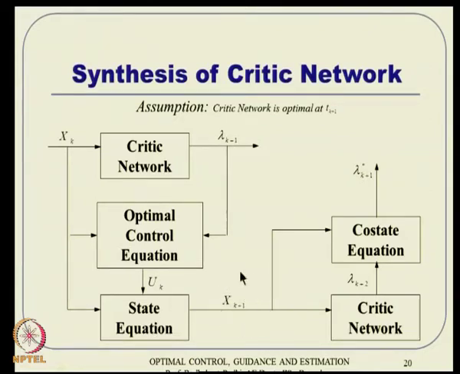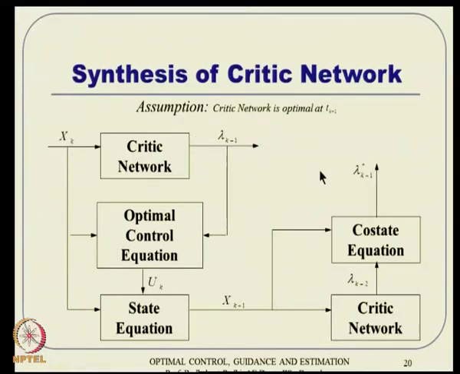And because my x k plus 1 is available, I can use it in the critic network to get lambda k plus 2 rather. And because x k plus 1 and lambda k plus 2 are available, I can put them in the co-state equation and get lambda k plus 1 actually. Okay. So, what I am getting here is this is the desired lambda k plus 1 and this is my actual lambda k plus 1.